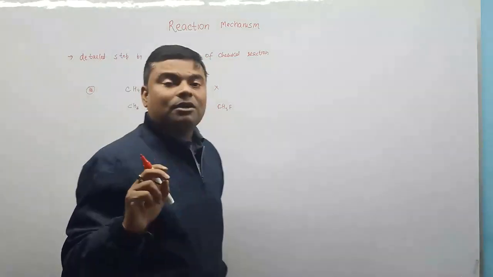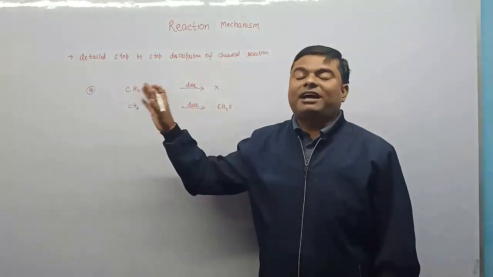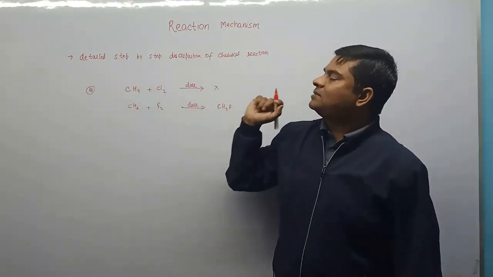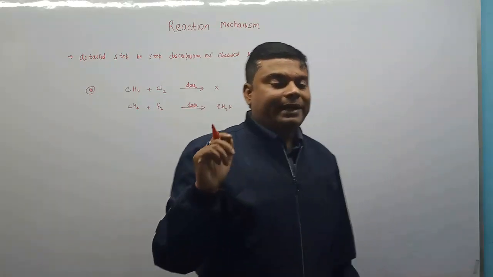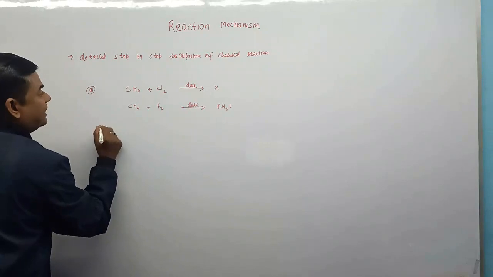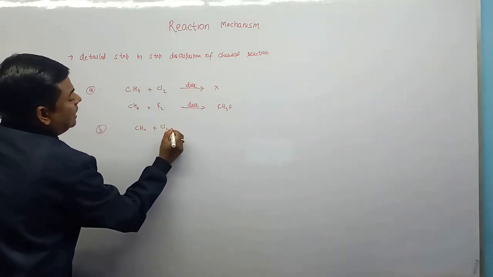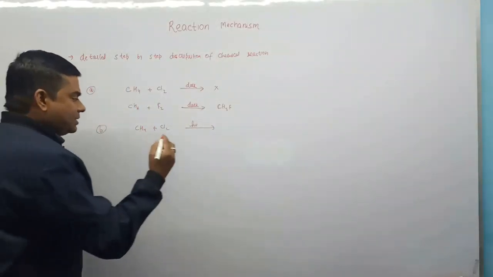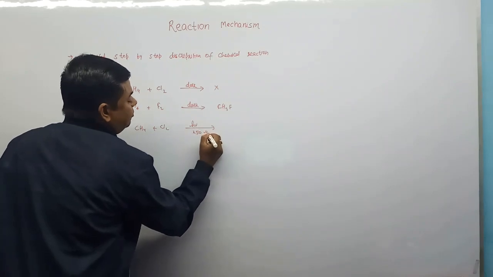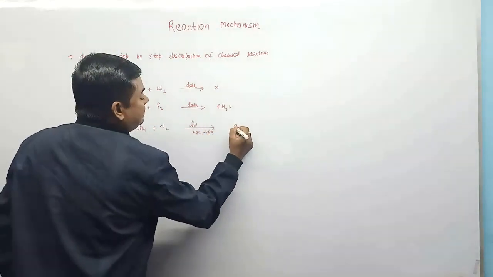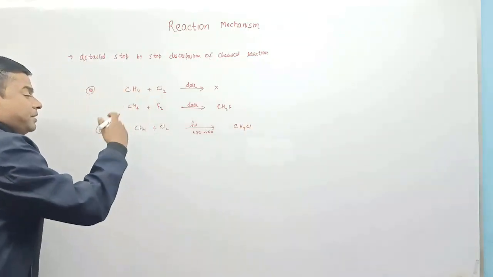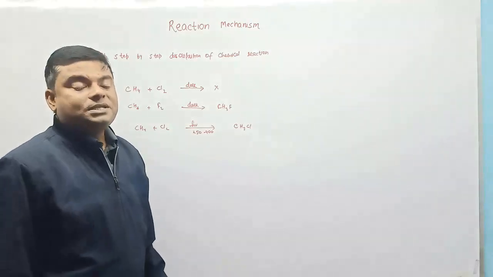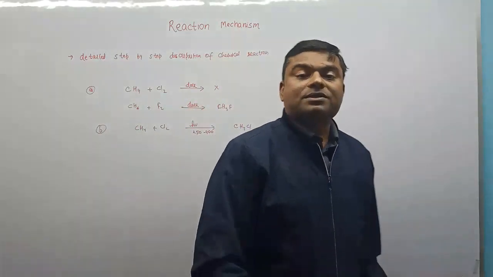This fact is established by a well-known description, that is called the reaction mechanism. Now the second fact is, if CH4 and Cl2 are provided with light, or we heat the mixture at 250 degrees Celsius to 400 degrees Celsius, it produces CH3Cl. So by mere heating of the reaction mixture at 250 to 400 degrees Celsius, or in the presence of ultraviolet light, chlorination takes place. Why?